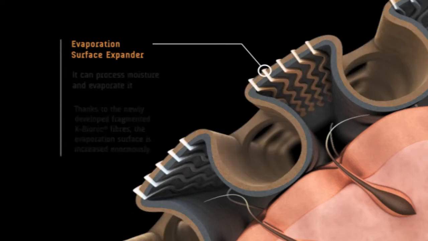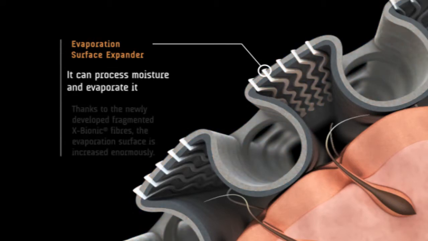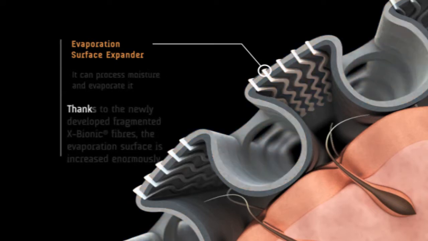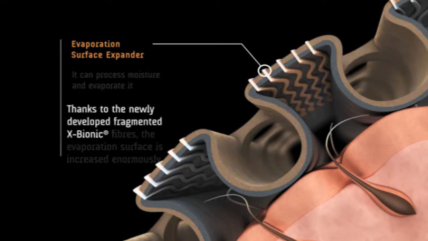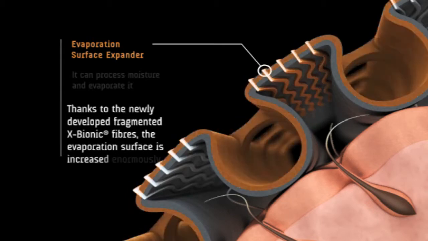The evaporation surface expander processes moisture for evaporation. Thanks to the newly developed fragmented X-Bionic fibers, the evaporation surface is increased enormously.